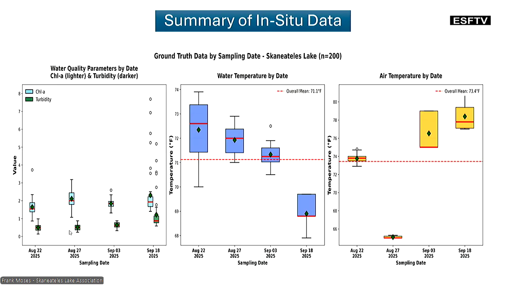Again, this lighter box shows chlorophyll A. Chlorophyll A has a general trend of increasing all the way to August 27, then decreasing a little bit to September 3rd, and then increasing a little bit again on September 18, but they are within a very low range, which is not indicative of HAB at all, and that was confirmed with other measurements in the field as well.